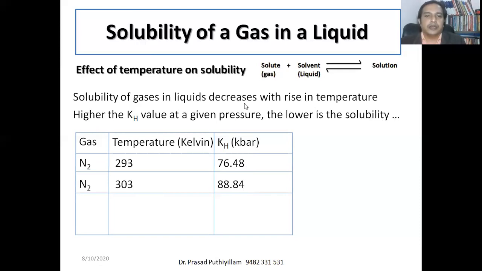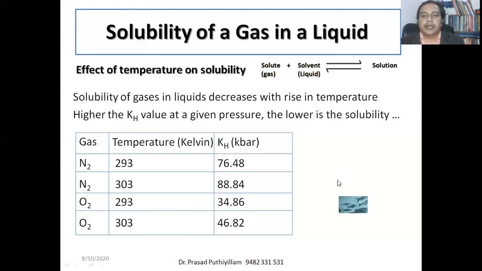For gas in liquid, solubility decreases. Now we have the connection between temperature and Kh value. In almost all cases of gas in liquid, as the temperature increases, the solubility will decrease. Another example is oxygen: at 293 Kelvin it is 34.86, and at a higher temperature its Kh value is 46.82. Therefore it is clear that temperature and Kh values are related.